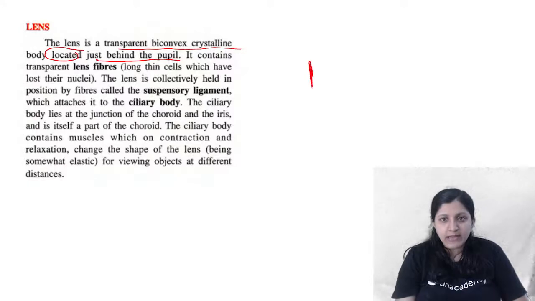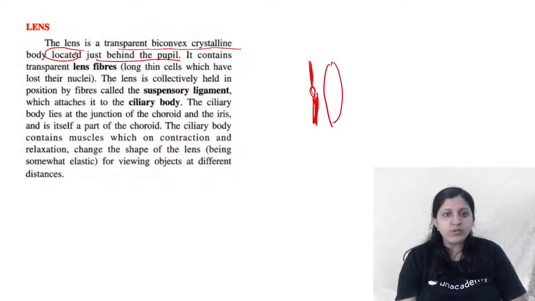There is the iris like this, and here this particular point we can mention as the pupil, and then there is this particular lens. It is located just behind the pupil. It contains transparent lens fibers, that is, long thin cells which have lost their nuclei. So there are thin fibers we can find.